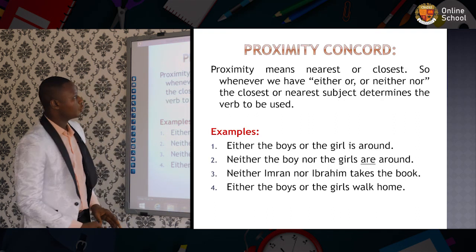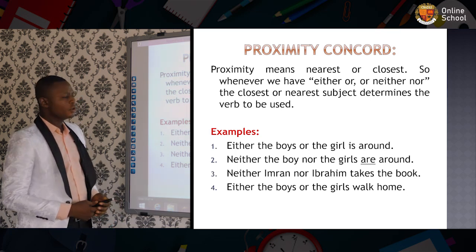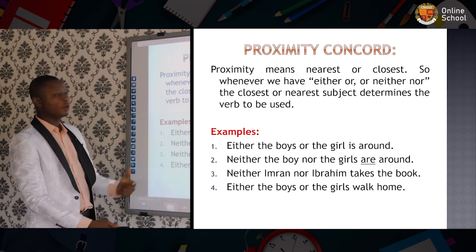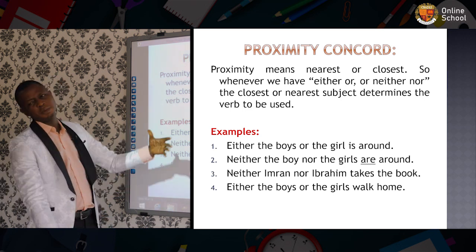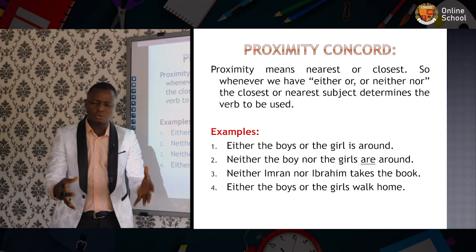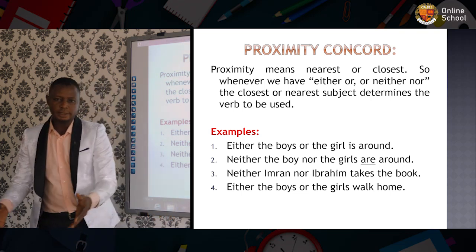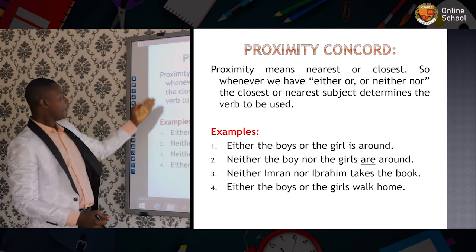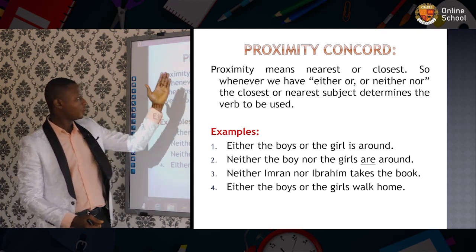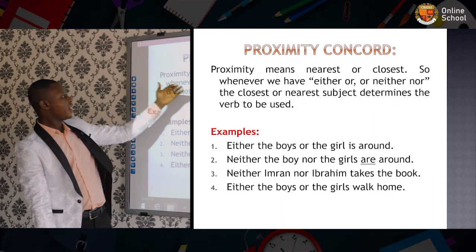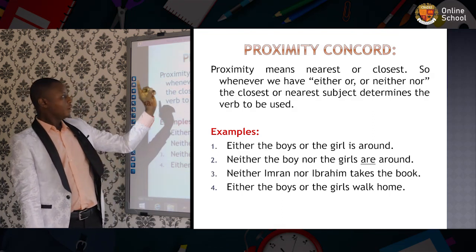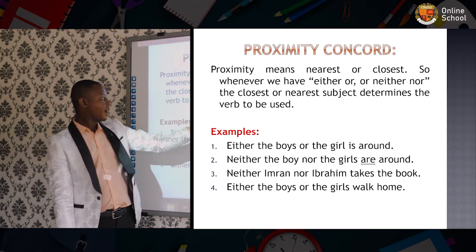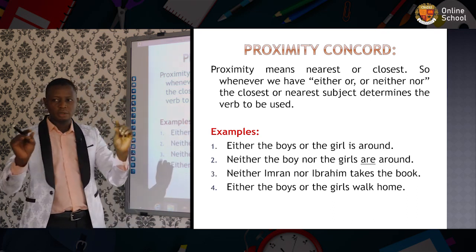Now there's what we call proximity concord. In every rule there must be an exception. Please take note of this. What is the meaning of proximity? Proximity has to do with closeness. Nearest. Am I communicating? Proximity means nearest or closest. So whenever we have either or, neither nor, the closest or nearest subject determines the verb to be used. Please take note of this.